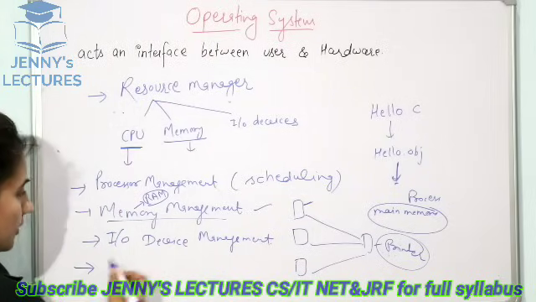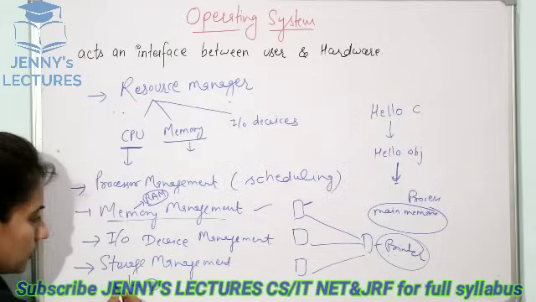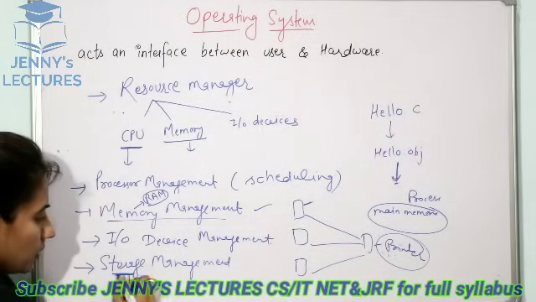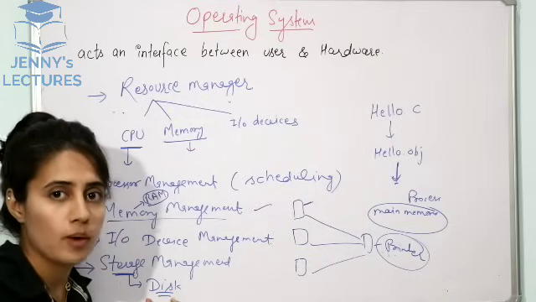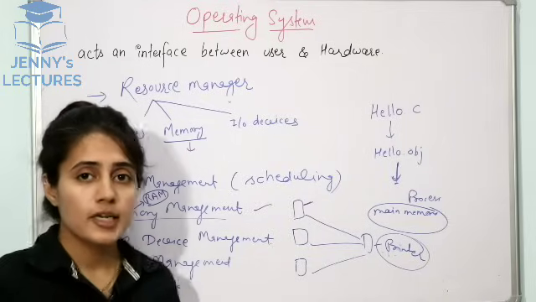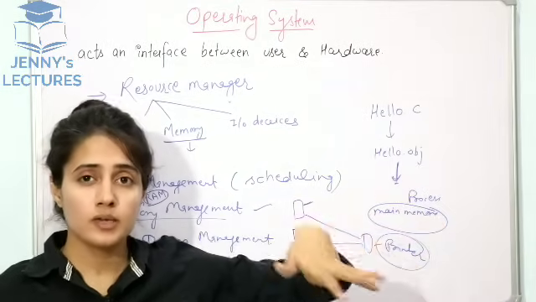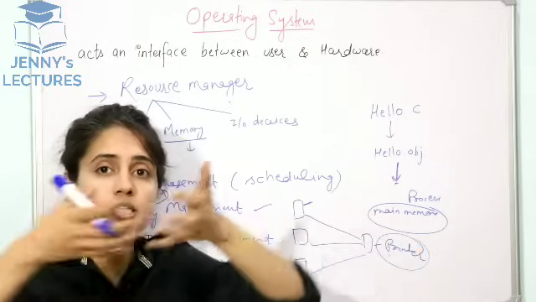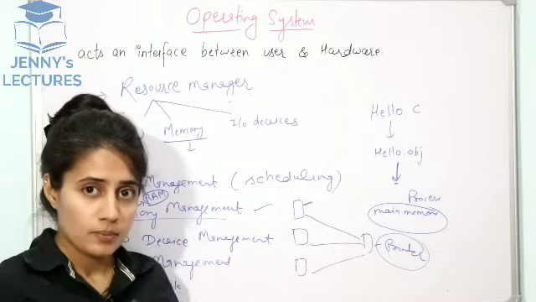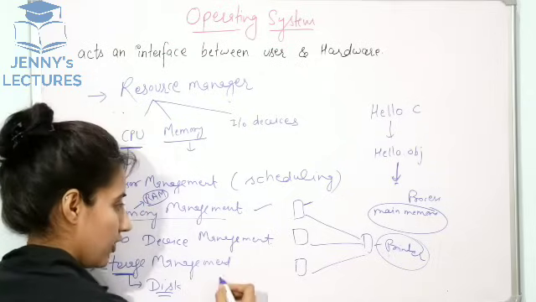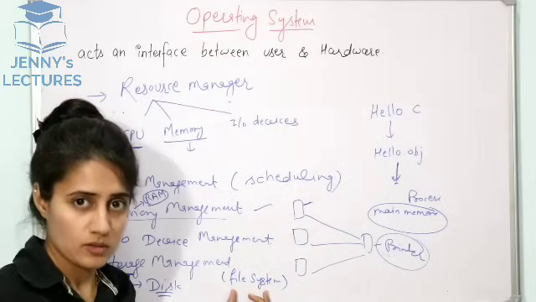Now next you can say storage management. Storage management is particularly related to the disk, or hard disk, or you can say secondary memory management. How the data is to be stored permanently on the hard disk using tracks and sectors, and how the data is to be accessed from the secondary memory, that is also taken care of by the operating system, maybe with the help of a file system, such as the NTFS file system, FAT file system, and many types of file system.